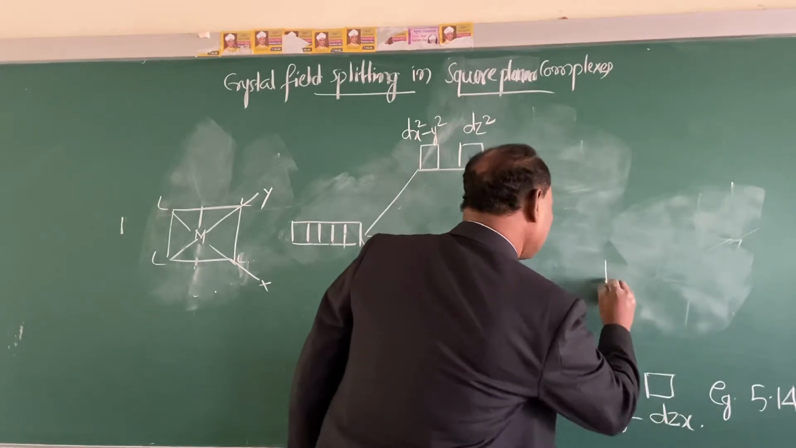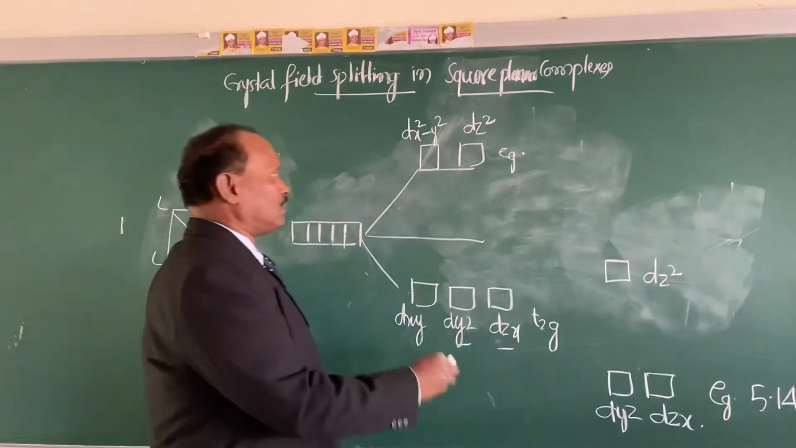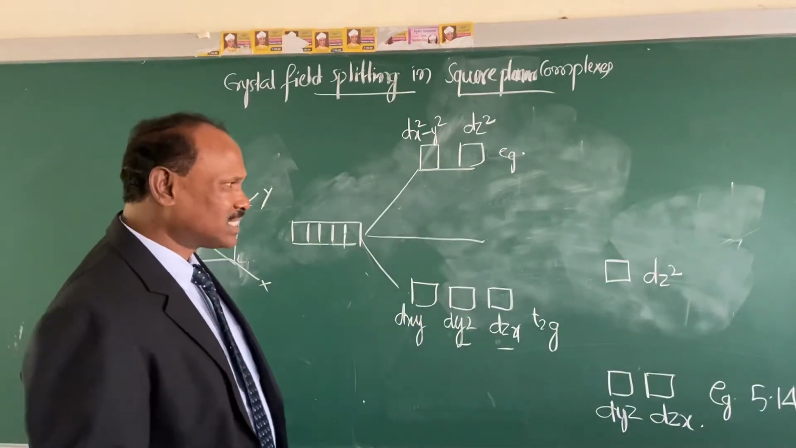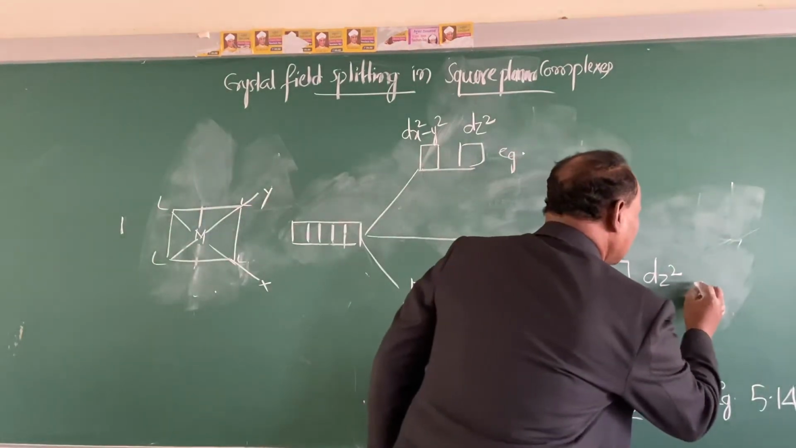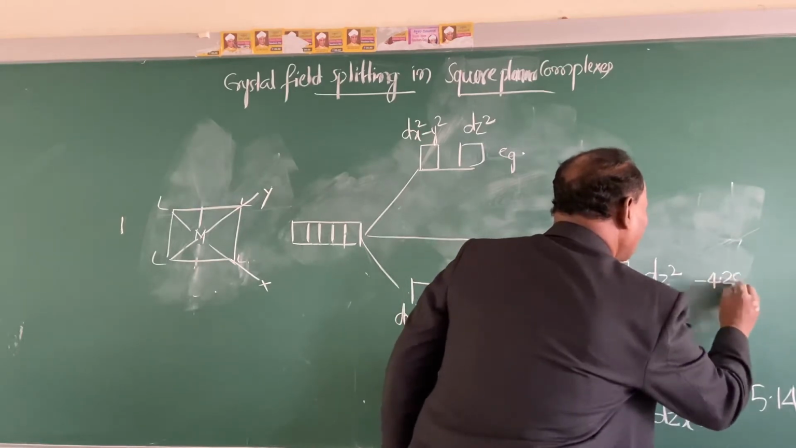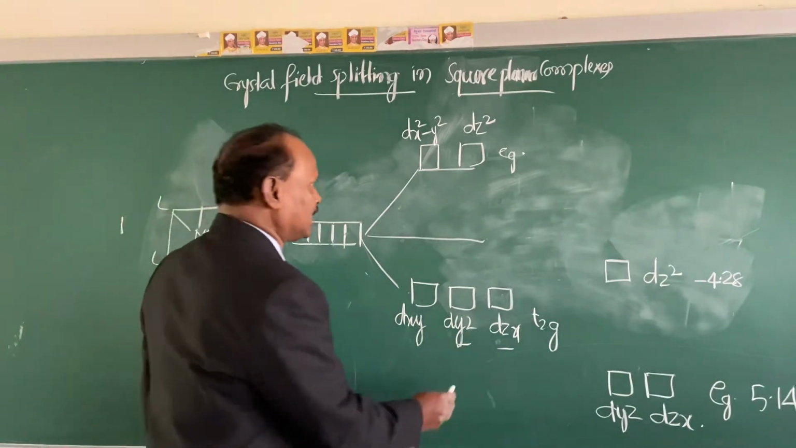Similarly, this is the dz square orbital, which is there along the z-axis, suffers minimum repulsion and hence it is lowered in energy, and its crystal field energy is written as minus 4.28 Dq.